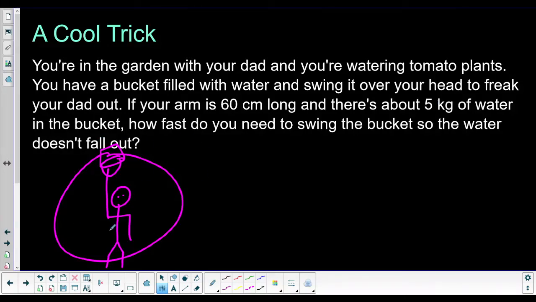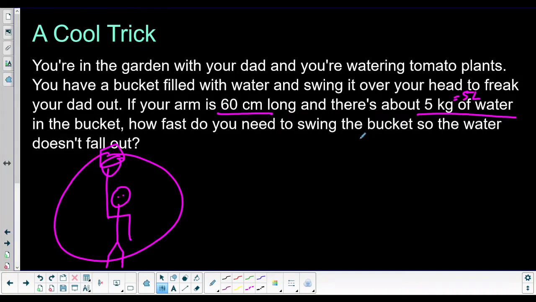So we're going to swing this bucket. Here's where the physics starts. We're swinging a bucket in a circle. Your arm is 60 centimeters long. I measured mine. Mine is 60 centimeters long. And there's 5 kilograms of water in the bucket. This is also 5 liters. Fun fact, 1 liter of water is 1 kilogram. How fast do you need to swing the bucket so the water doesn't fall out?